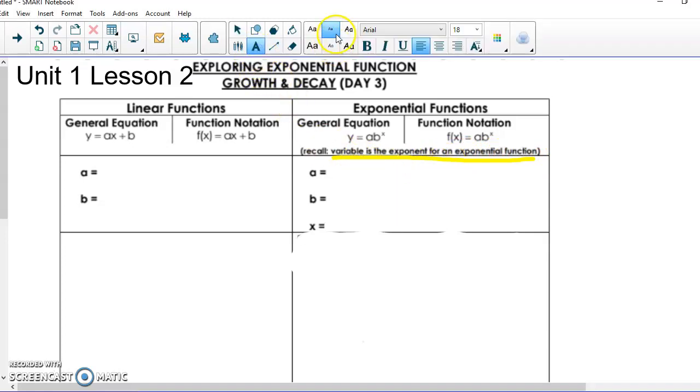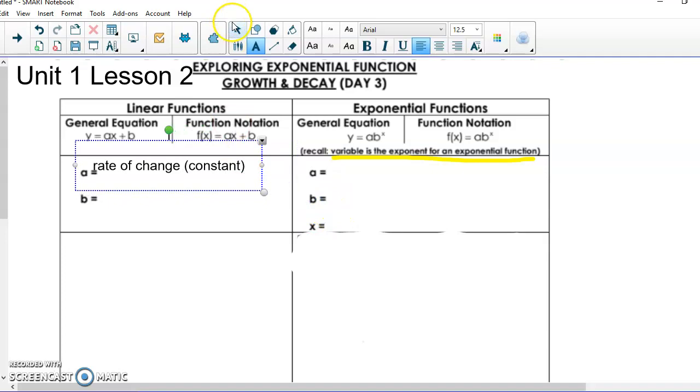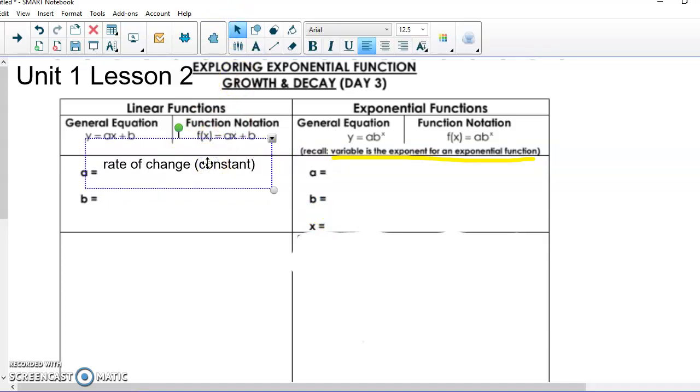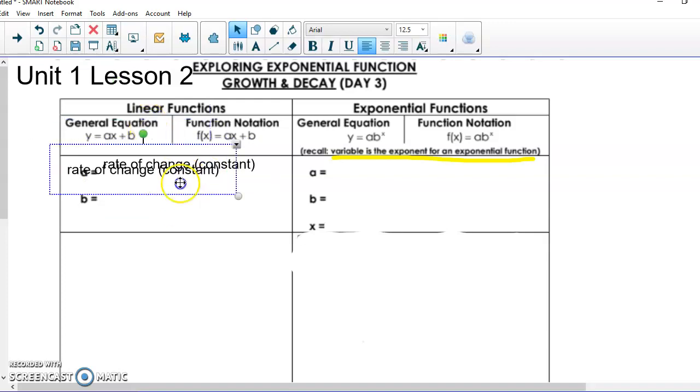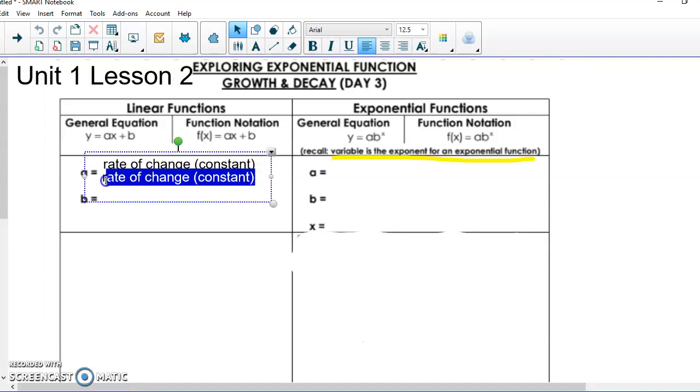So a right here, we call that the coefficient of x. And the coefficient of x, a, represents our rate of change, okay? For a linear function, that's going to be constant, meaning that it's always the same. Some other words we use to describe that letter a: also, sometimes when we're going to graph, we talk about that a being the slope, okay, the slope.